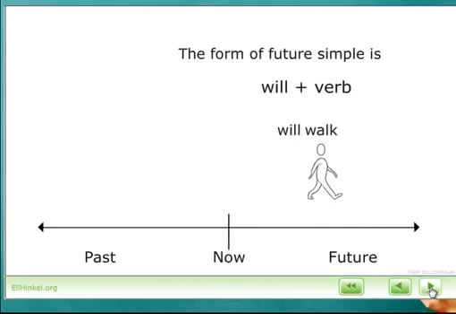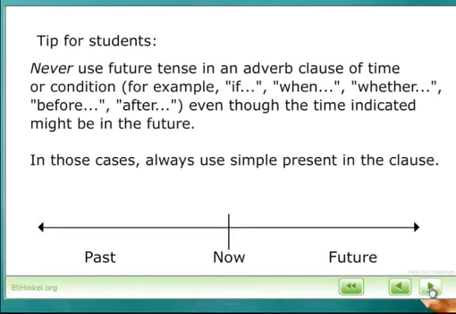The form of future simple is will plus the verb. Will walk, will sleep, will eat. Here's a tip for you. Never use future tense in an adverb clause of time or condition. For example, if, when, whether, before, after, even though the time indicated might be in the future. In those cases, always use simple present in the clause.